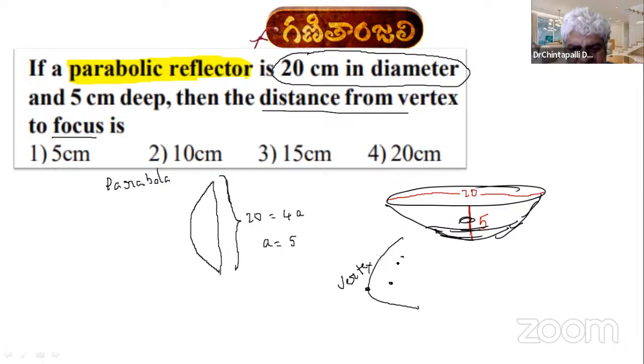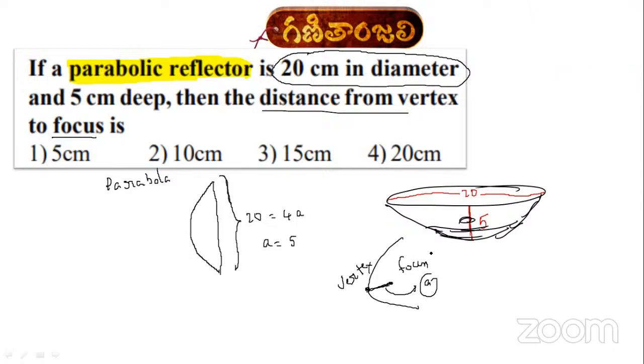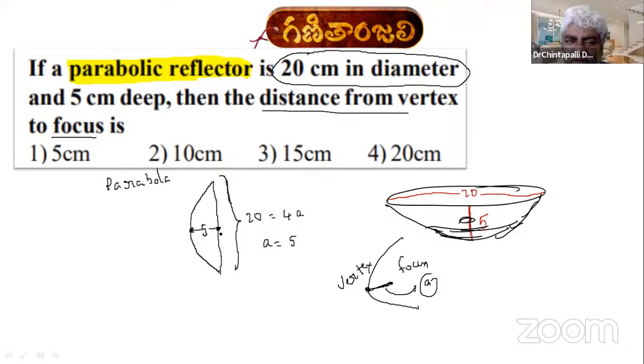It is called focus. What is the distance between vertex and focus? Small a. Distance between vertex and focus is small a. So what is the answer for this? What is asked, the distance from focus to vertex? This is the vertex, this is the focus. This distance is asked. Please tell what is this distance? 5 centimeters. So Option 1, right.